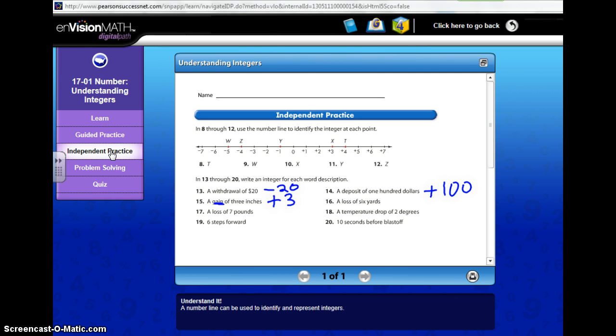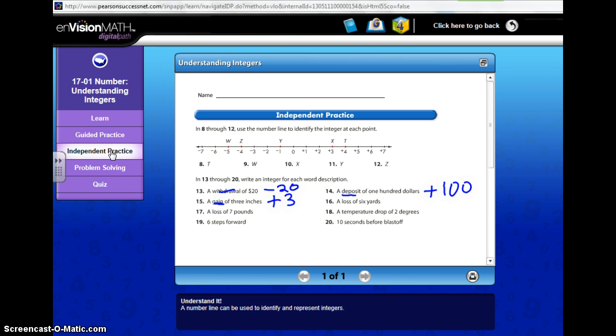This word right here, gain, all of them should have keywords like deposit and withdrawal. Gain means you're giving or getting. Okay, so positive 3. Erase, go to the next one.